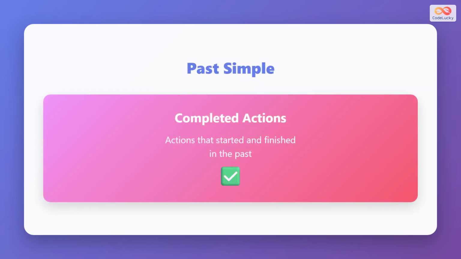Let's start with past simple. We use the past simple tense to talk about completed actions. These are actions that started in the past and finished in the past. The action is done, it's over, it's complete. Think of it like a full circle that has been closed.